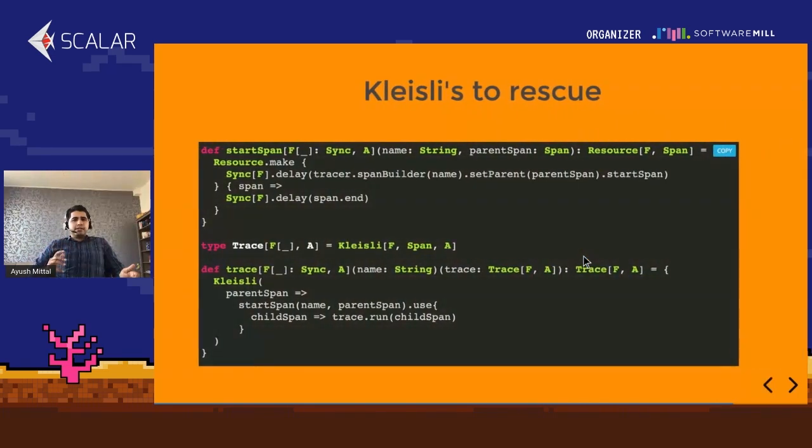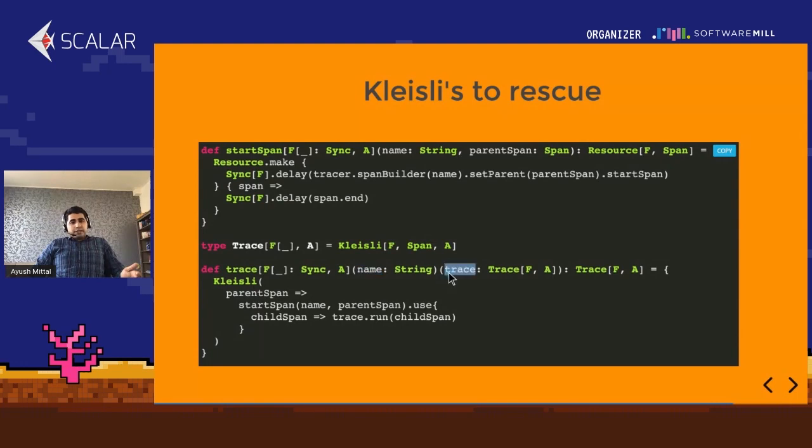Let's rewrite our methods using the same concept of Kleislis. This method is pretty much the same, the start span method. It basically creates a safe span. You provide the name of a span and a parent span, and it uses the Resource class and delay to delay the side effects. We provide a type to our Kleisli. We call it Trace. It basically is a Kleisli of F, Span, A. And what our trace method does now is it takes an operation name, the new span that has to be created, this name.